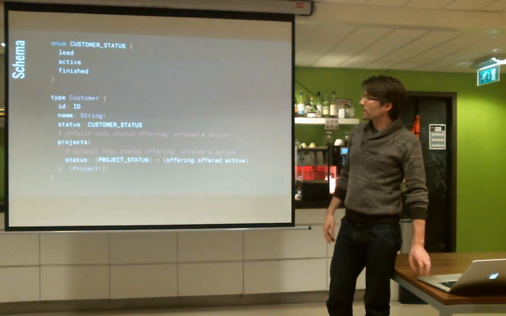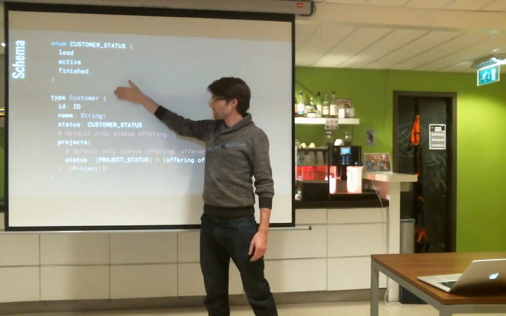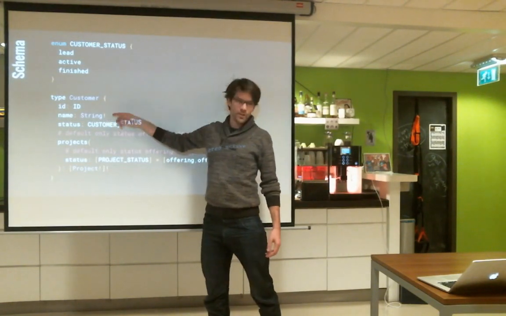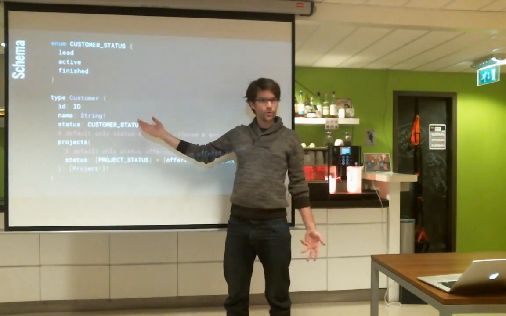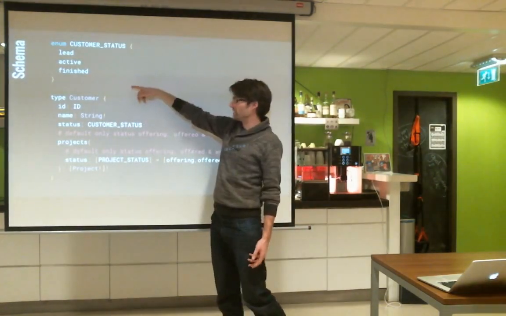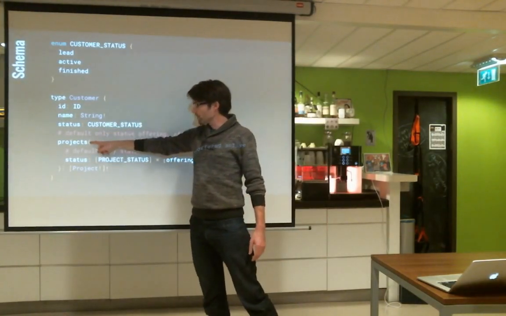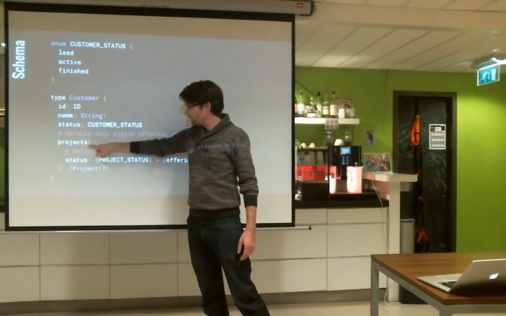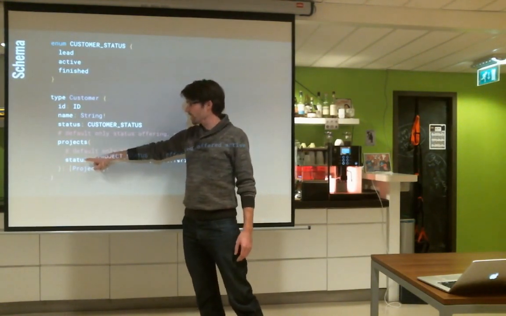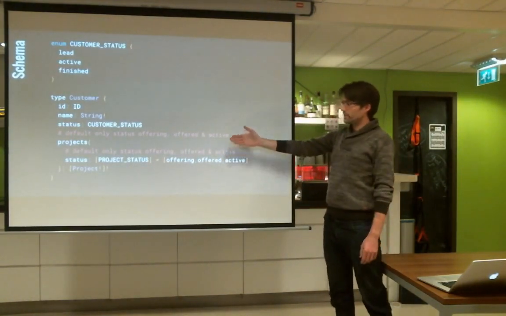Schema looks like this. So this is a customer. The customer has an ID. It has a name. The exclamation mark means that it's an obligatory field, so you always get it back. Customer status is defined as an enum up there. And of a customer, you can request its projects, and via these brackets, parentheses, what are they called? You can optionally give them parameters like the status, and then you get back an array of projects.